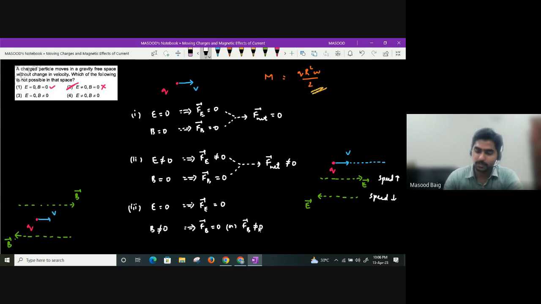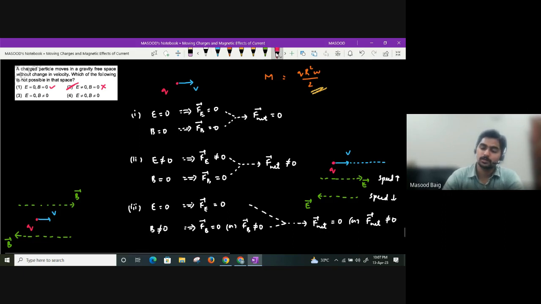When will it not be 0? If magnetic field is perpendicular to velocity, guys, or at a certain angle. So here in this case, net force may be 0 or net force may not be 0. So there is a possibility that net force will be 0. If net force is 0, it is a possibility it will be moving without change in velocity, guys.